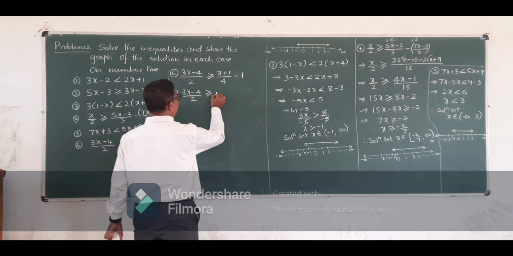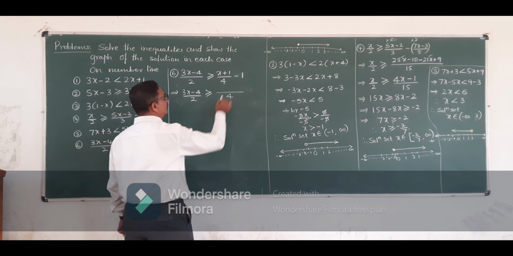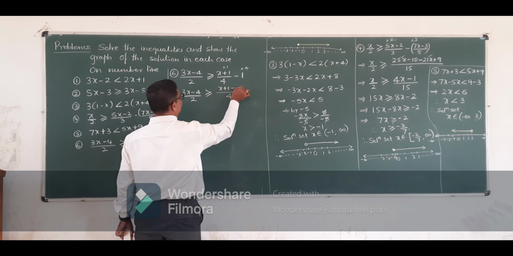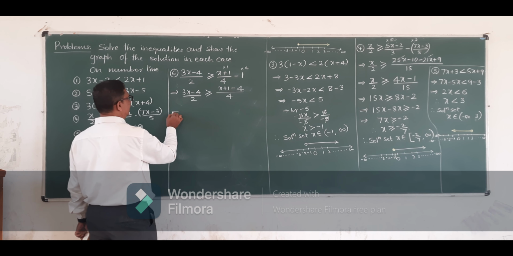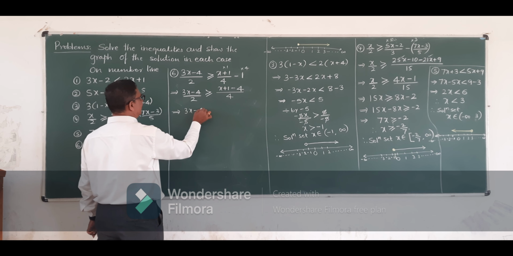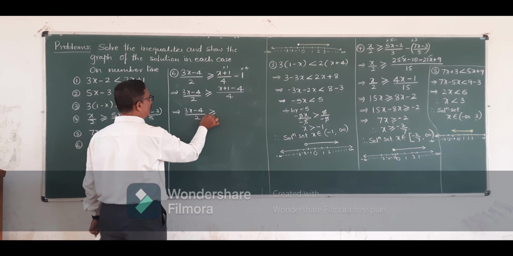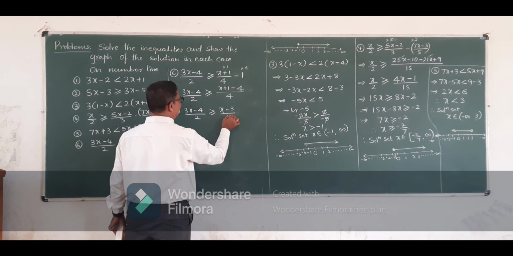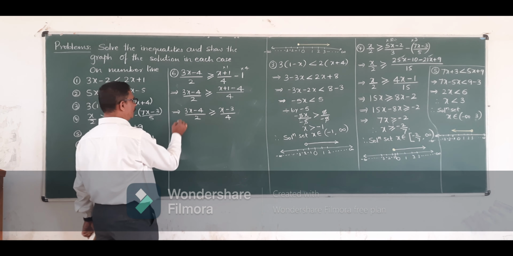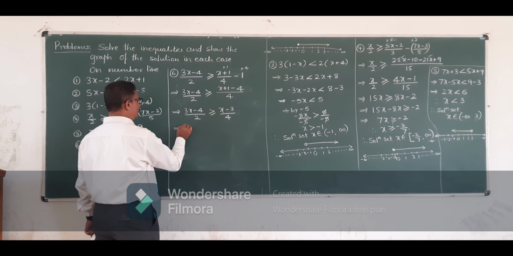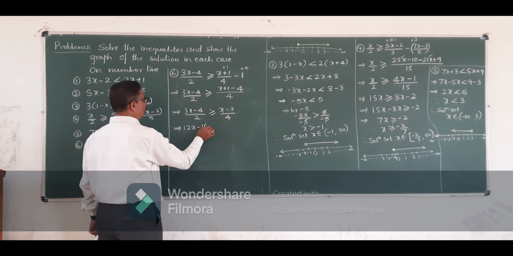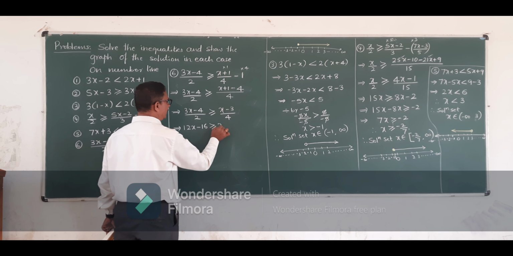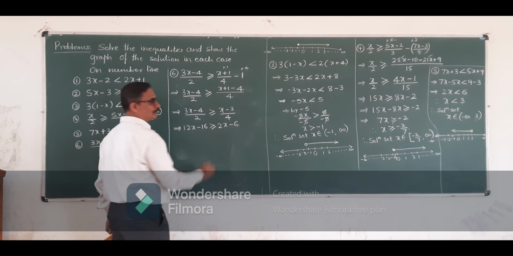Right side simplify, take the LCM. LCM is 4. Here 1 4s are 4, 1s are x plus 1 minus 4. Right? This implies 3x minus 4 by 2 more than or equal to x plus 1 minus 4, minus 3 divided by 4. Cross multiply: 4 into 3x, 12x, 4 4s are 16, greater than or equal to 2 into x, 2x minus 2 into 3, 6.